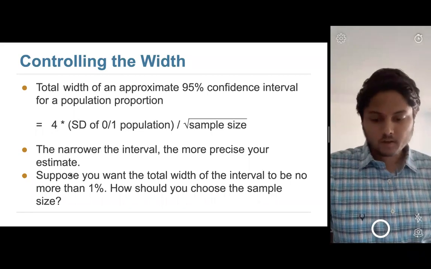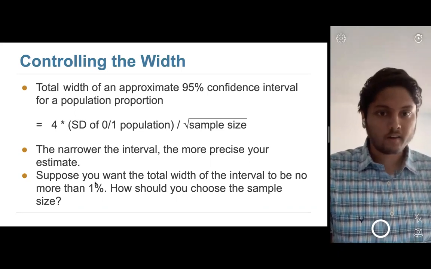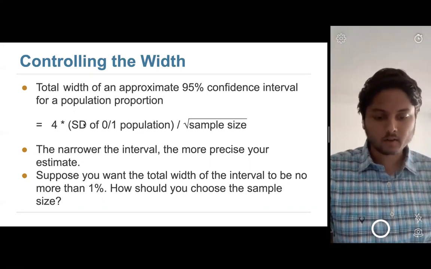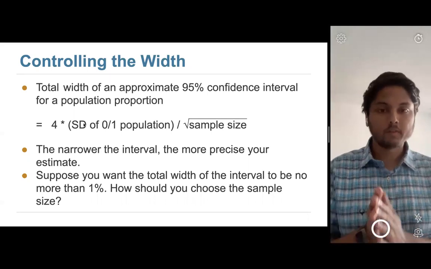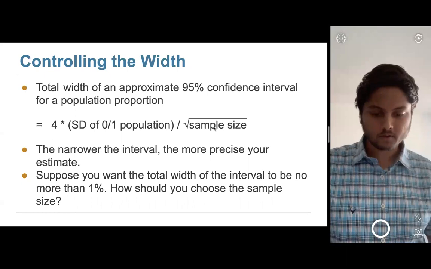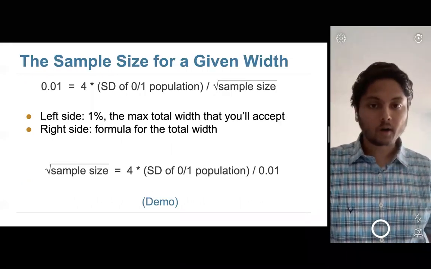Let's say we wanted the total width of the interval to be no more than 1%. How should you choose the sample size? That's the question we're going to try to answer. So we want the width of the interval to be 1%. This is the width of the interval, and this is how we would actually choose it.